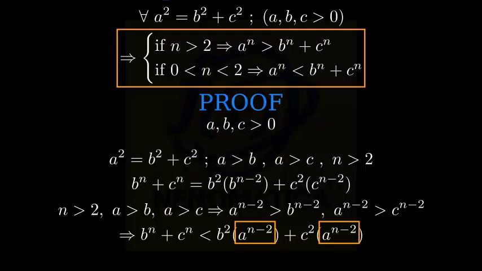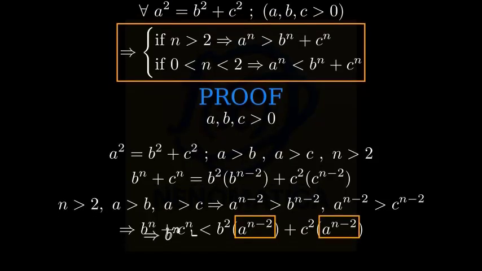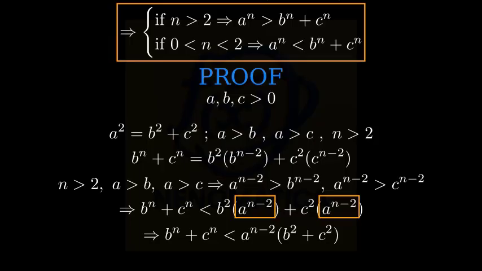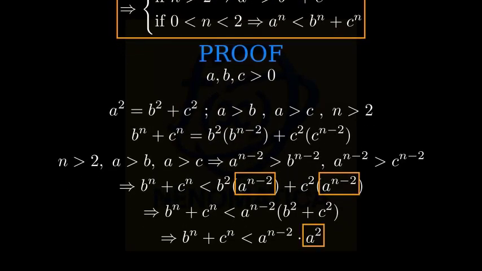Now, we can factor out a to the n minus 2 from the right side of the inequality. This gives us b to the n plus c to the n is less than a to the n minus 2 times the sum of b squared plus c squared. Remember that one of our initial conditions was a squared equals b squared plus c squared. So we can substitute a squared for b squared plus c squared in our inequality.